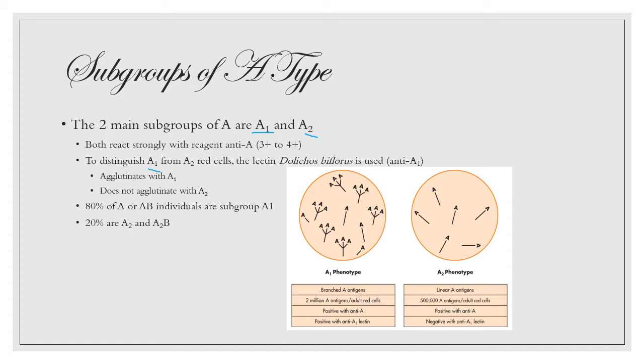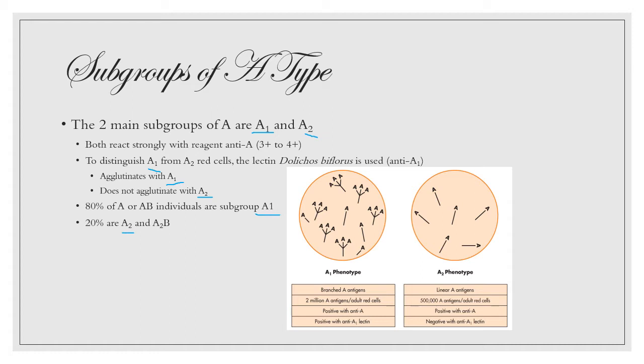To distinguish A1 from A2, we have a lectin called Dolichos biflorus. It's an anti-A1. It agglutinates with A1 cells, does not agglutinate A2 cells. 80% of A or AB individuals are subgroup A1. That's the main group. That's why it's number 1. 20% are subgroup A2. That means they will have an anti-A1.